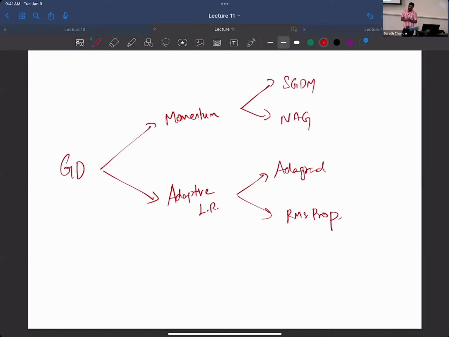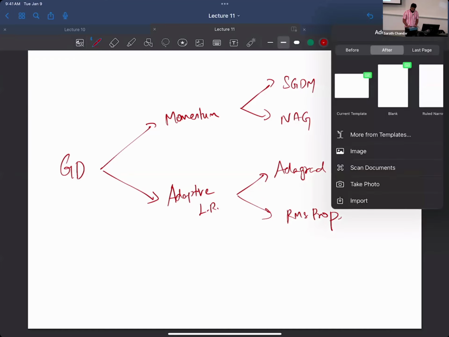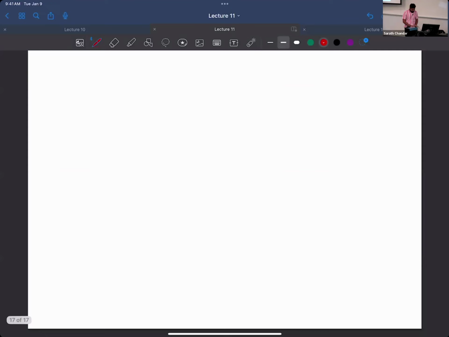So in theory, you could combine momentum-based methods and adaptive learning rate methods, right? One popular such combination is ADAM, which stands for adaptive moment estimation. So ADAM uses both the ideas.